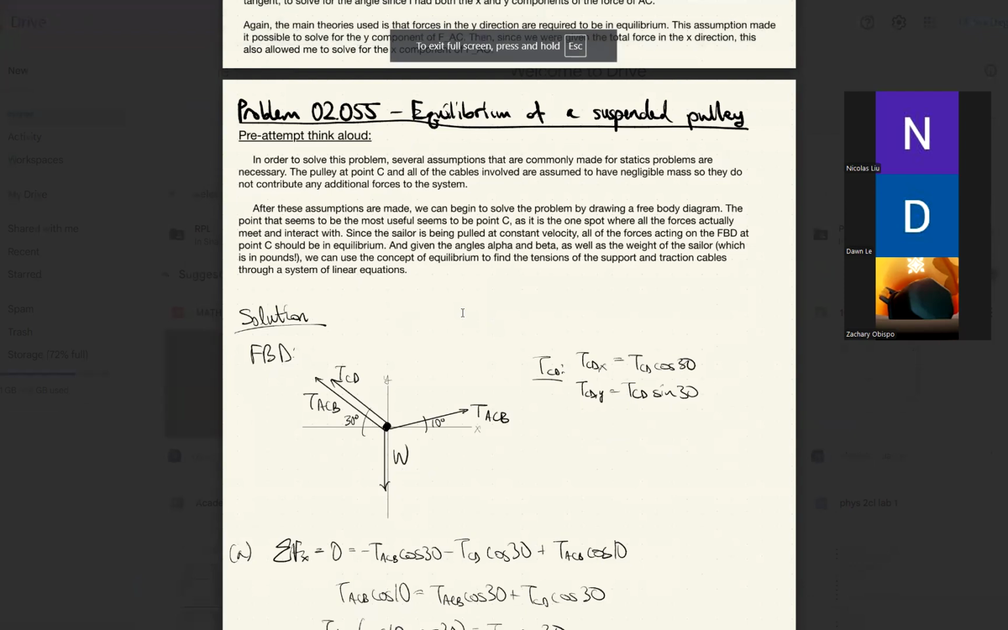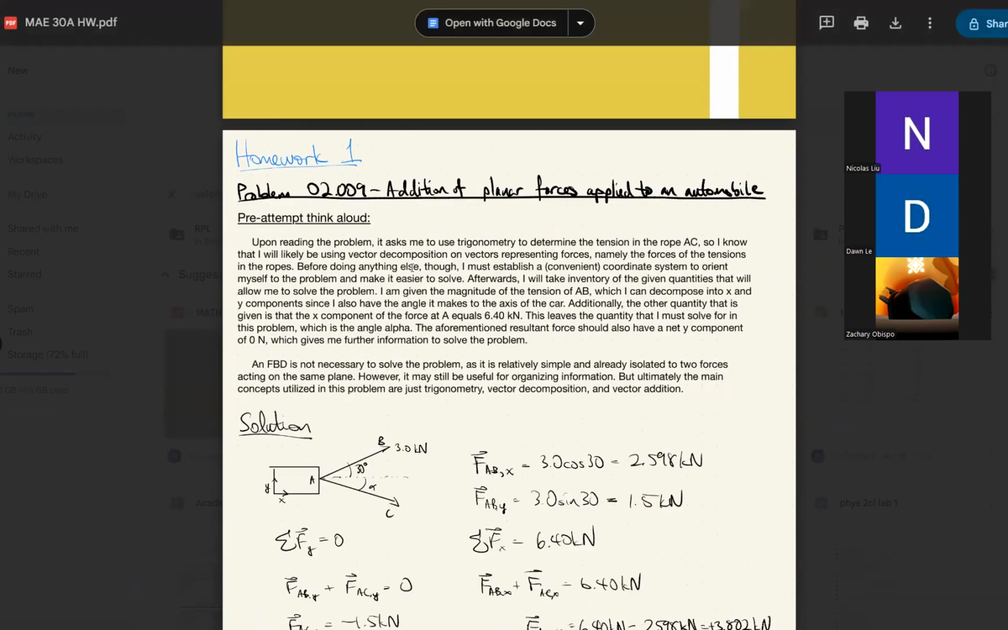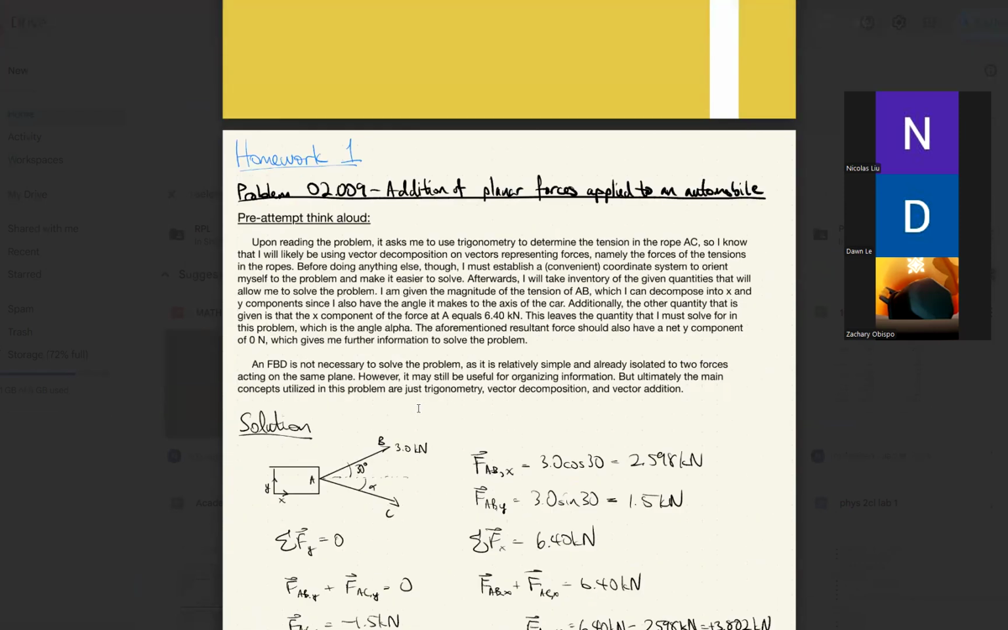Yeah. All right. So for this problem, in my pre-attempt, I said we need to make some assumptions. The pulley at point C and all the cables are assumed to have negligible mass, so we can actually solve the problem. Oh, sorry, this is the wrong problem. Okay, but a similar idea. I was confused for a moment.